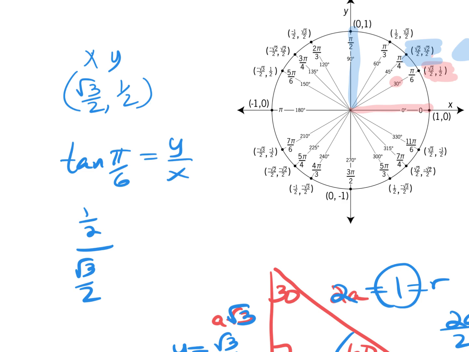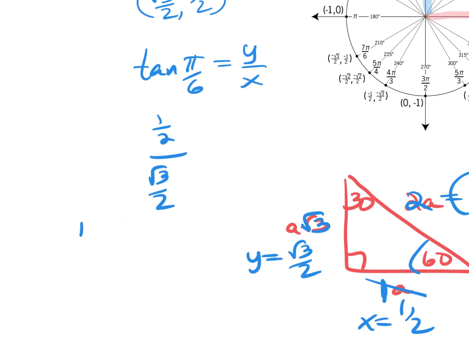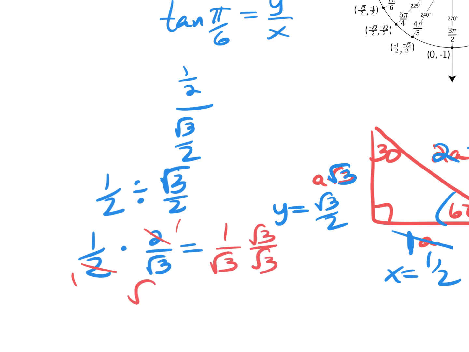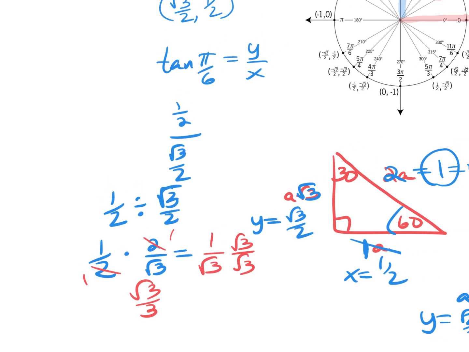So back when you learned how to divide fractions, you're going to do 1/2 divided by square root 3 over 2. And if your 4th grade teacher told you keep, change, flip, you keep the first fraction the same, change it to multiplication, and flip the second fraction upside down. And then you'll multiply, the 2's will simplify, and you get 1 over the square root of 3. Then you've got to rationalize, square root 3 over 3. So the tangent of pi over 6 is square root 3 over 3.